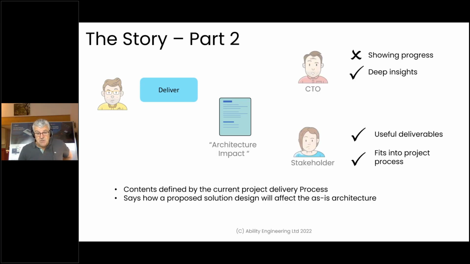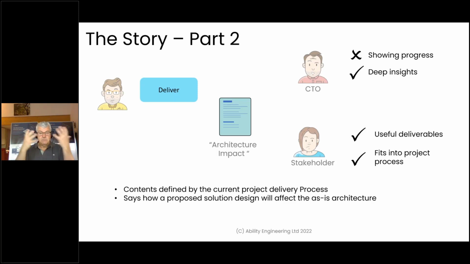The CTO said, well, okay, you're not... Oh, I've got those ticks and crosses in the wrong order. I've just noticed that. It wasn't giving him his deep insights, but it was showing progress. So in your mind, reverse those two round. The stakeholder community were good. They were saying, right, finally, with my architecture impact, you're giving me something concrete which fits in my process, so I don't have to go and change my world.